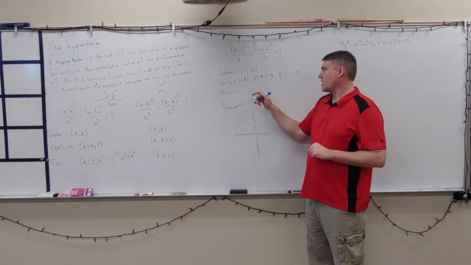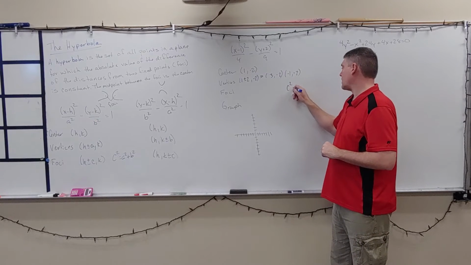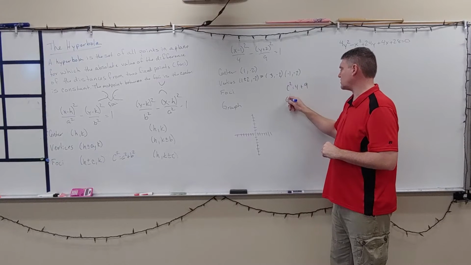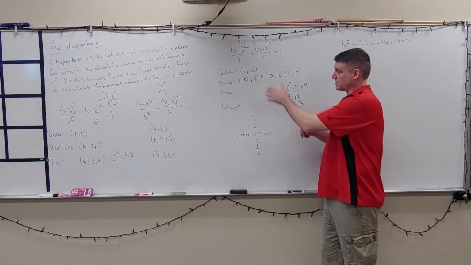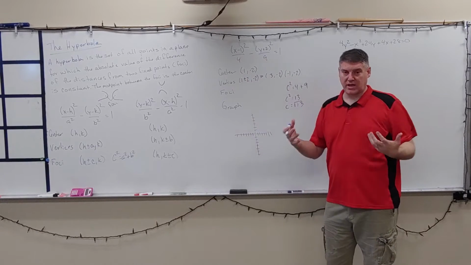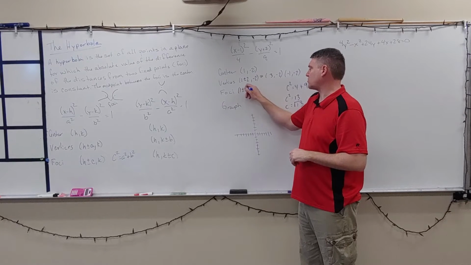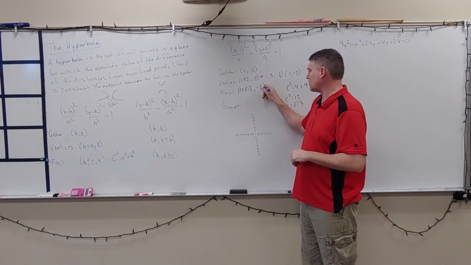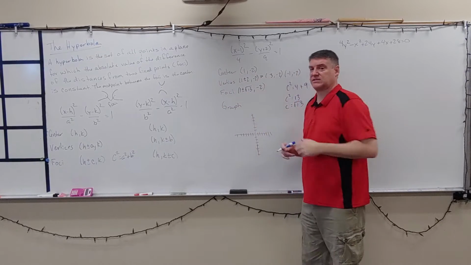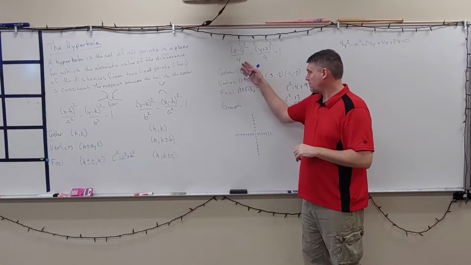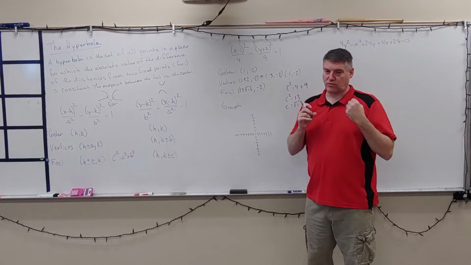Now for my foci, I'm going to have to find c. So c squared equals 4 plus 9, or c squared equals 13, c equals the square root of 13. So I'm just going to add these together and square root it. So it's 1 plus or minus the square root of 13, comma negative 2. Notice here, for my vertices and my foci, I'm adding to the same variable, the variable that is positive here.